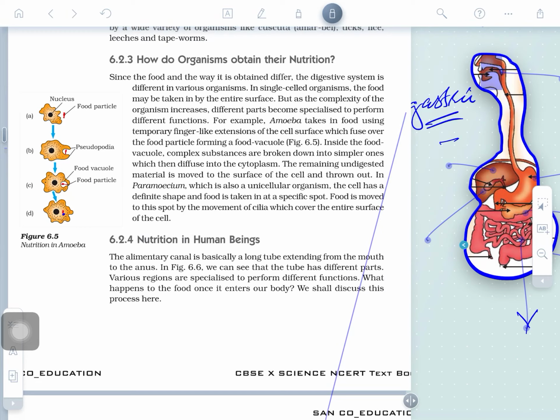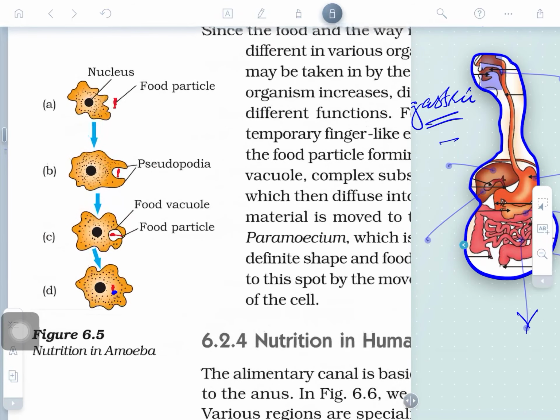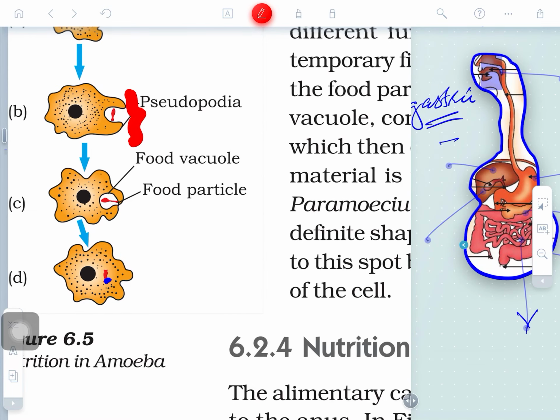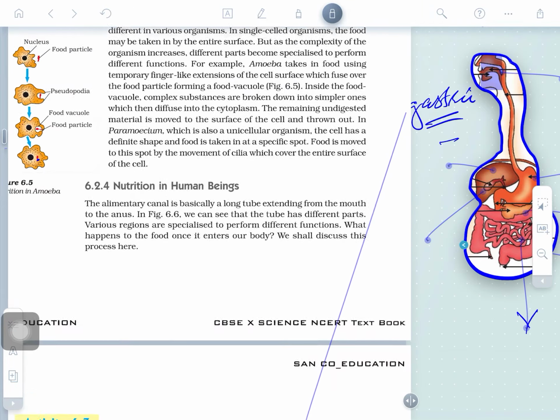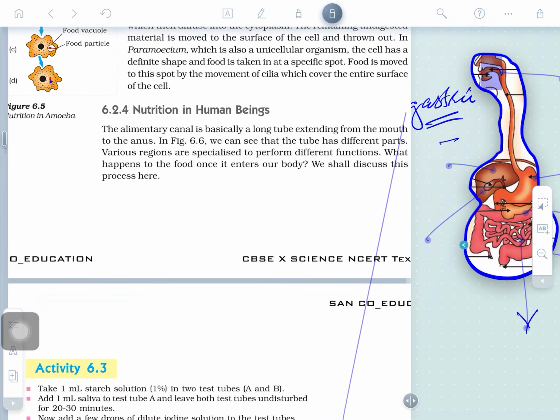And how does an amoeba take the food in? This is with the help of finger-like projections, which are called pseudopodia. You may see here the pseudopodia, and the red colored food is inside, with a black lining developing there. This is called the food vacuole. We can say this is a temporary stomach of amoeba. Is that clear? We also started yesterday with nutrition in human beings.